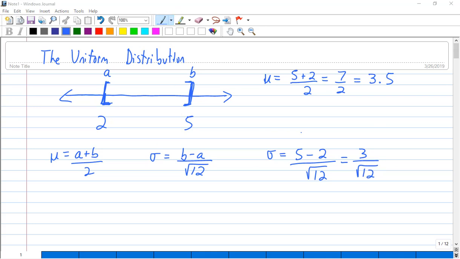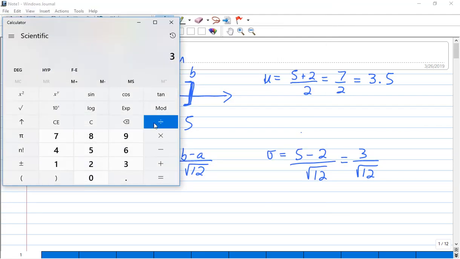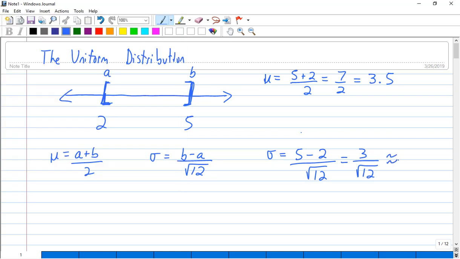And so I'd want to do that in a calculator. All right, and I'd probably round this to 3 decimal places. Usually the rule is one more than the original set of data, but really you just look at the directions and see. So that would be 0.866, about 0.866.